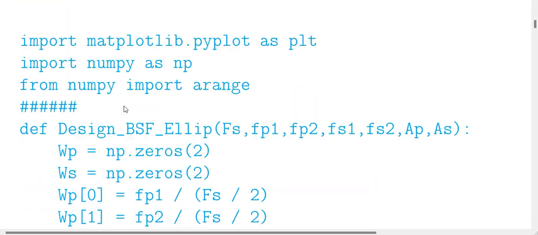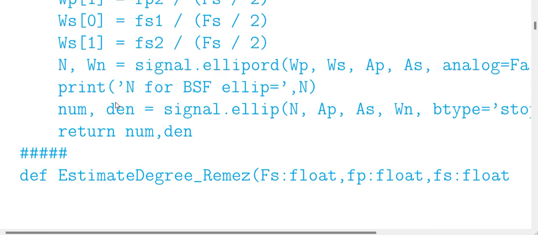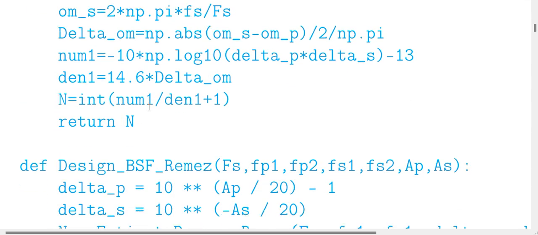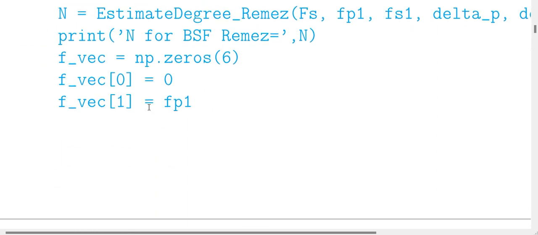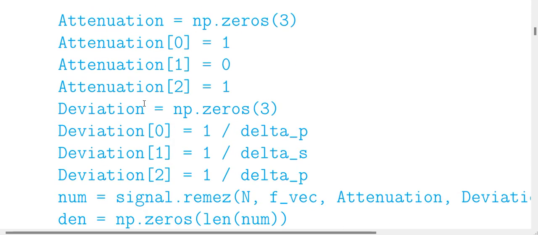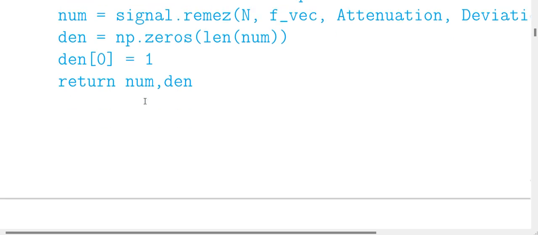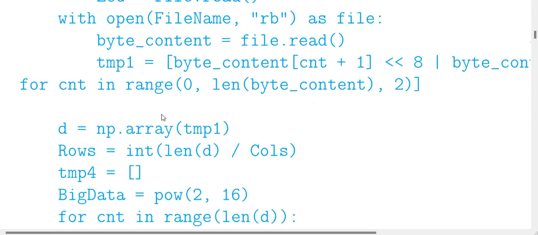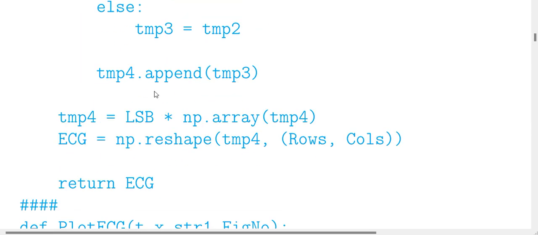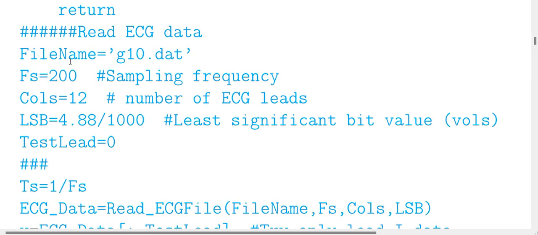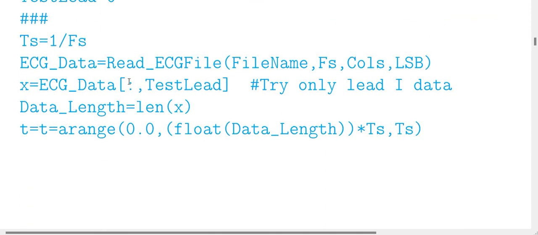The same code appears here. We have worked on elliptic IIR design and Remez FIR design in earlier chapters. So, showing the coding very fast. Later you will have access to the code via Google Drive. Reading the ECG file and plotting. Here you see the details.